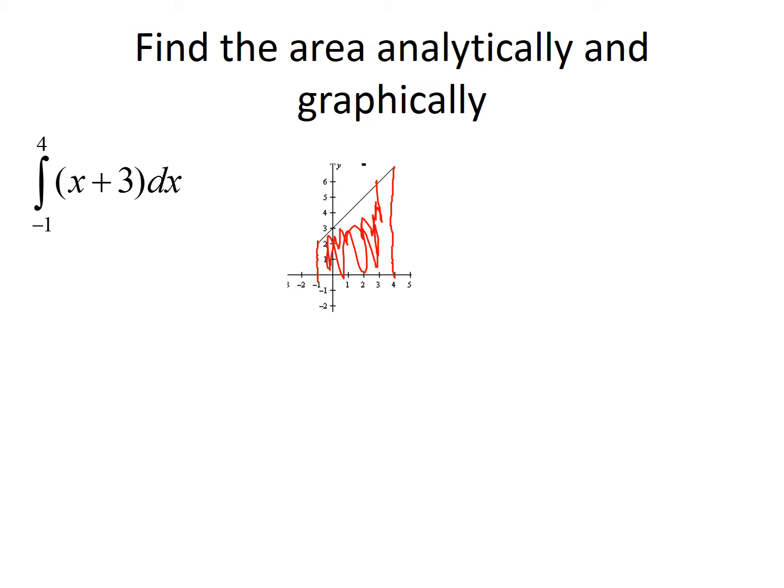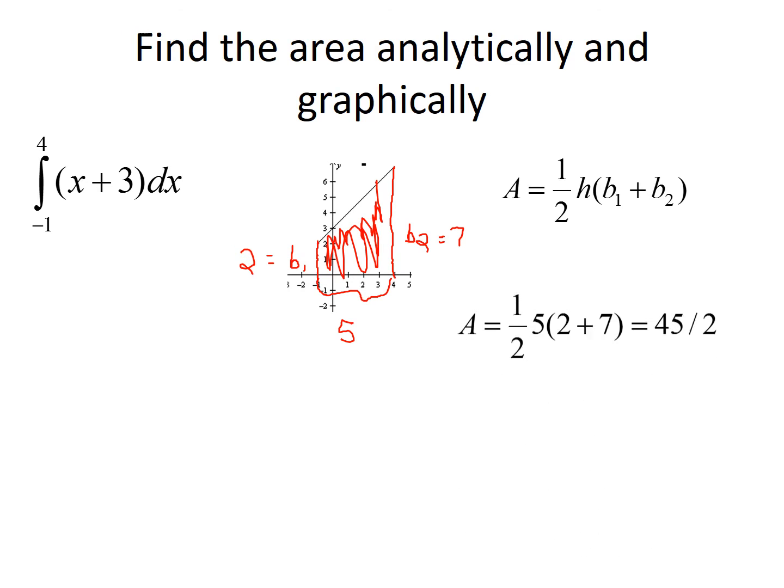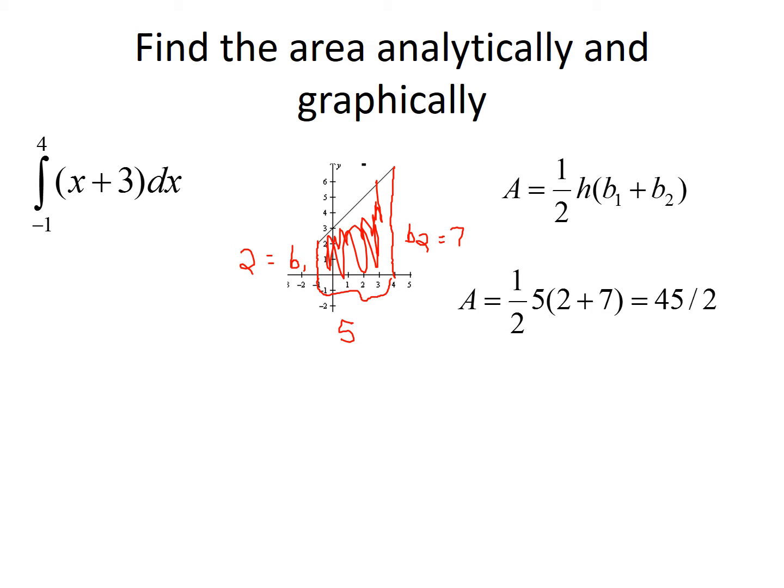Well, recall from geometry, this is a trapezoid, where this is base 1 and this is base 2. And the height of this trapezoid, which is perpendicular to the bases, would be from -1 to 4. The height would be 5. So B1, I think, is 2, and B2 is 7. So we're going to use the formula for a trapezoid to find the area under this curve. And we get 45 over 2.